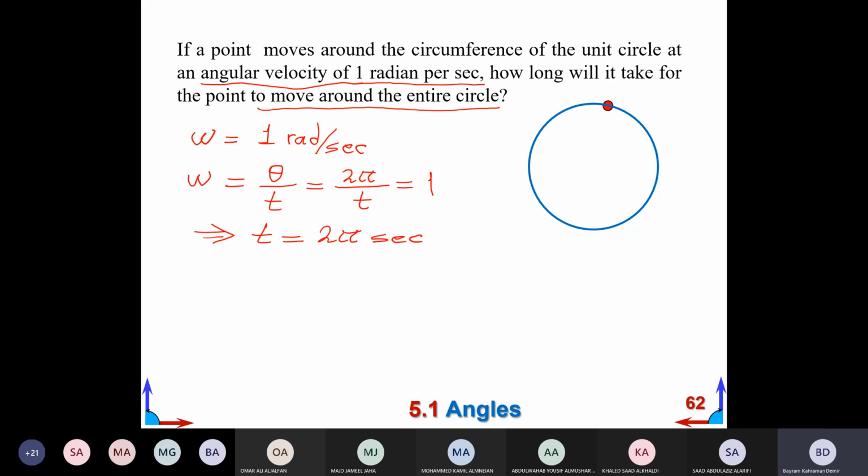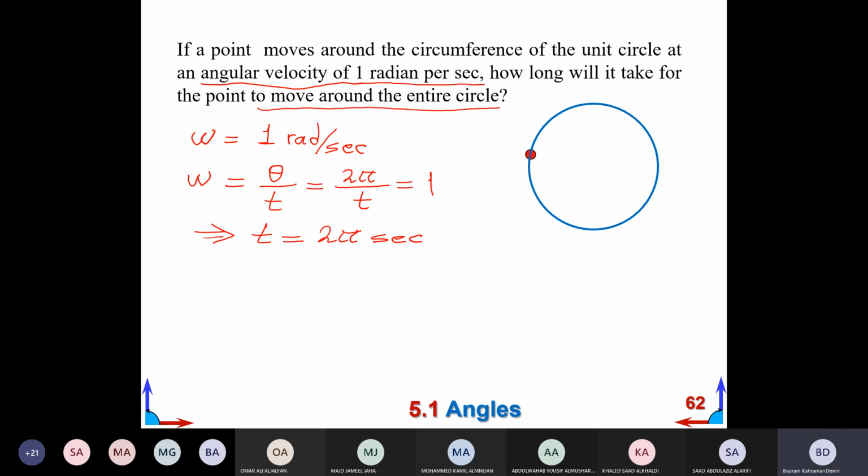I'm sure somebody will be confused: teacher, 2 pi is 360, why do you say seconds? Because this pi is something mysterious for them. They don't understand that pi is just a number. So 2 times pi is a number. So 2 times pi is seconds.